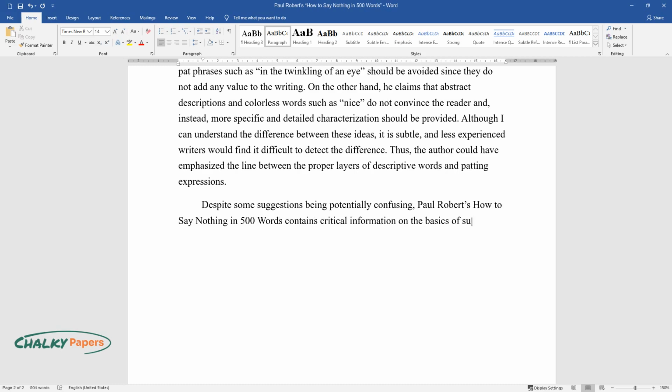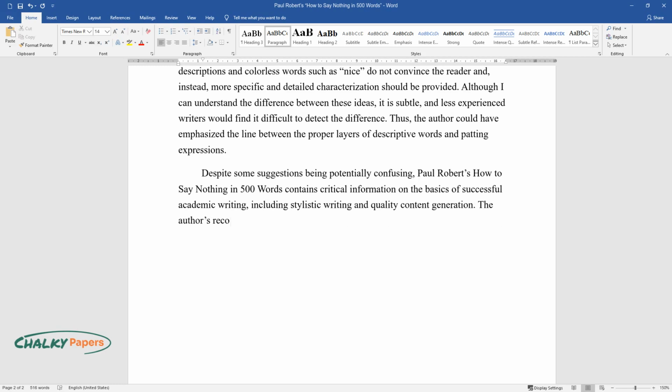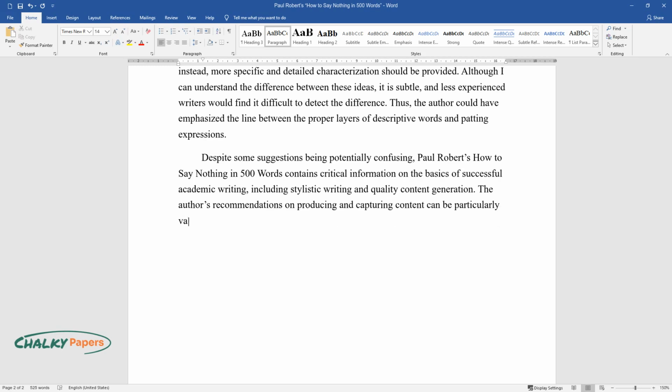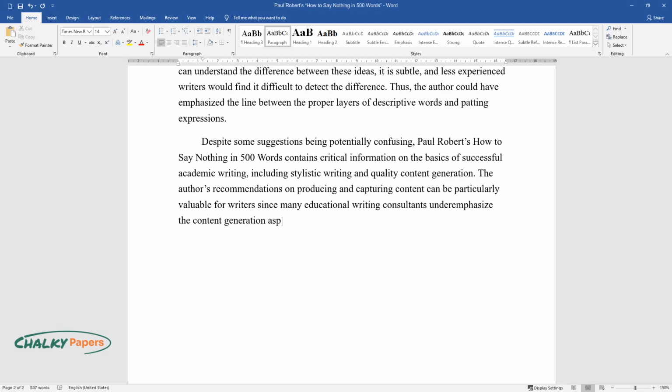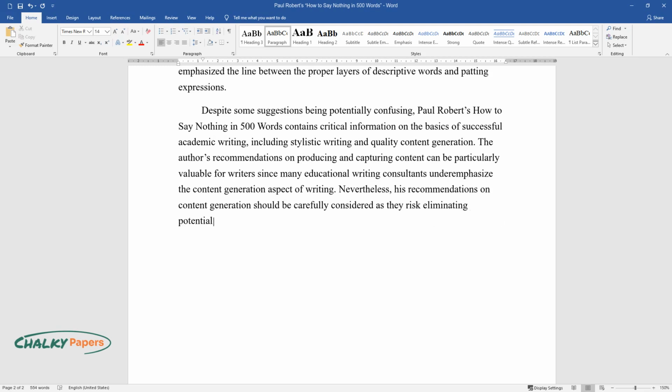on the basics of successful academic writing, including stylistic writing and quality content generation. The author's recommendations on producing and capturing content can be particularly valuable for writers since many educational writing consultants underemphasize the content generation aspect of writing. Nevertheless, his recommendations on content generation should be carefully considered as they risk eliminating potentially strong arguments without proper analysis.